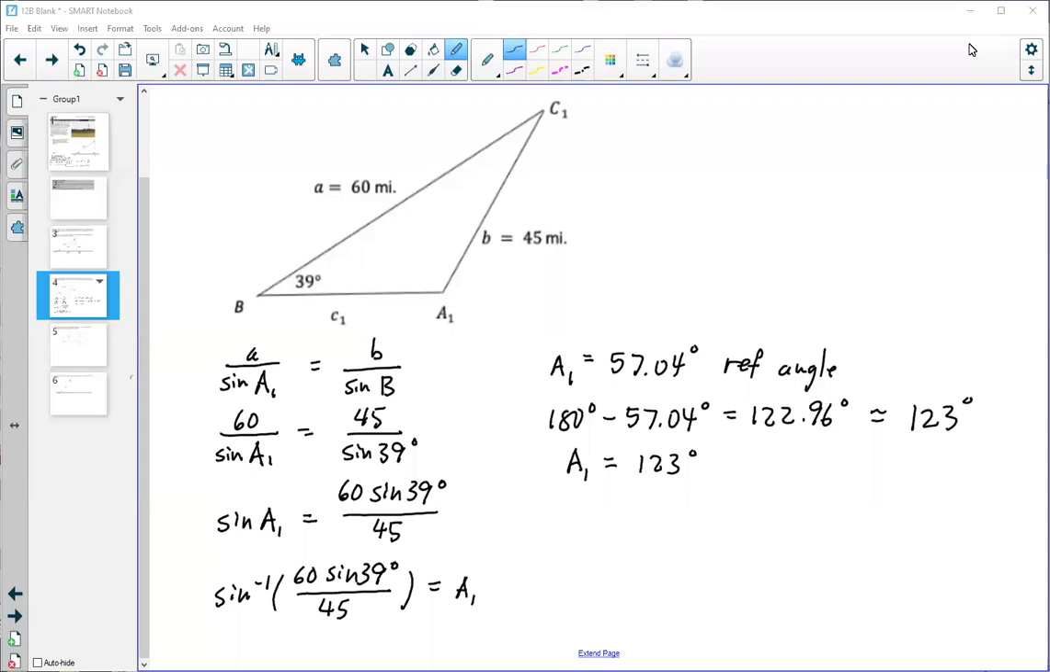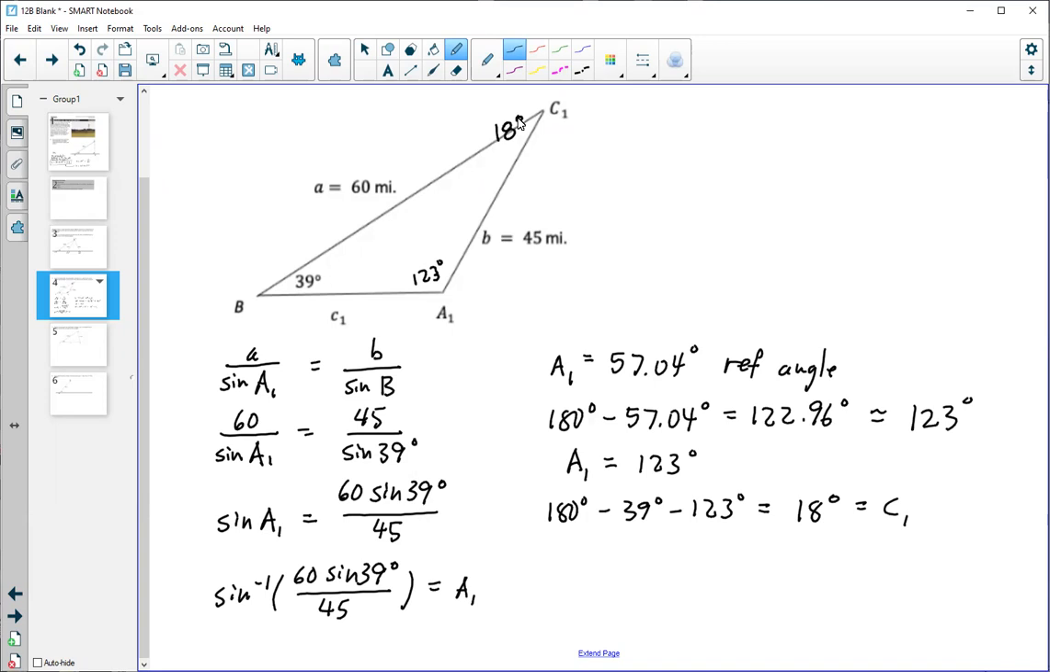Okay, so let's put the 123 degrees on the graph, on the picture there, the triangle. And it's going to be pretty easy to find C1. So let's take 180 degrees minus 39 degrees minus 123 degrees, and we end up with 18 degrees, and that's C1. So I'm going to put 18 degrees up there for C1.